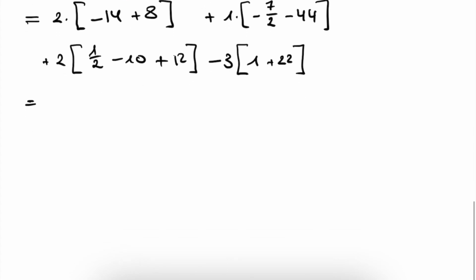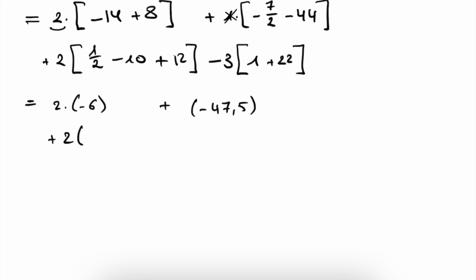Now we're almost there. We just have to calculate these few brackets here. So we get 2 times minus 14 plus 8 is minus 6. So we get 2 times minus 6 plus 1 times, so this 1 can drop. We have minus 7 over 2 minus 44, which is minus 47.5, because minus 7 over 2 is minus 3.5. Then plus 2 times 1/2 minus 10 plus 12. Minus 10 plus 12 is 2. 2 plus 1/2 is 2.5. And then this last term, minus 3 times 23.